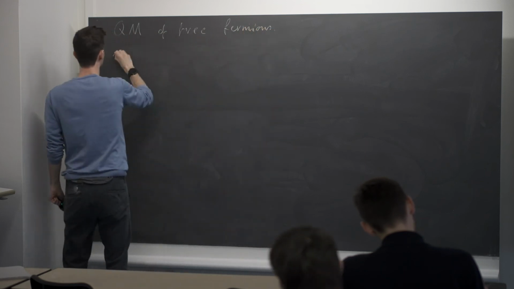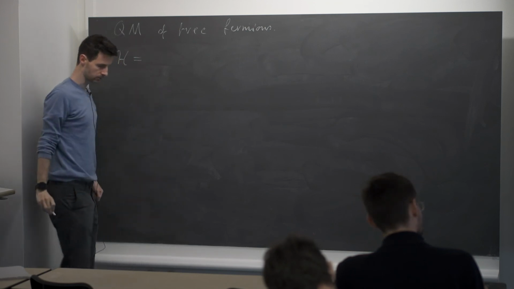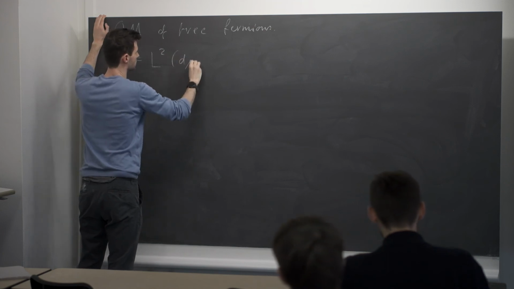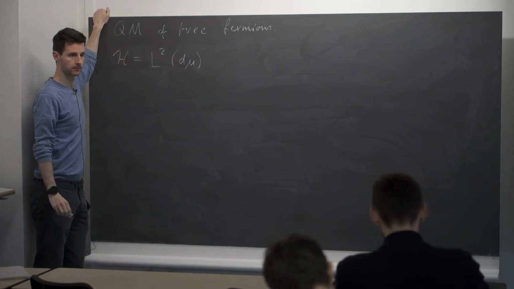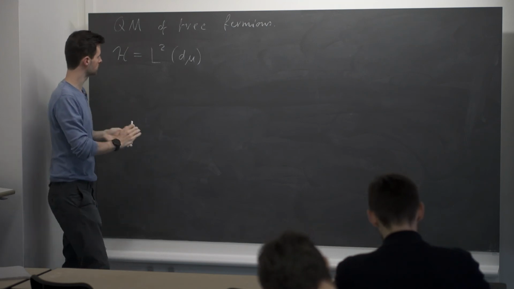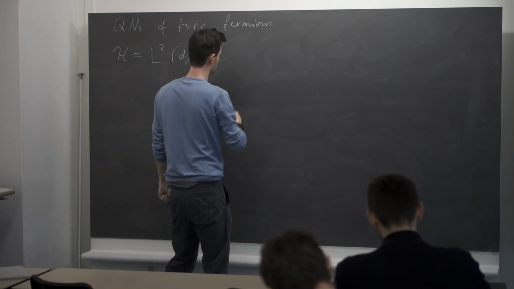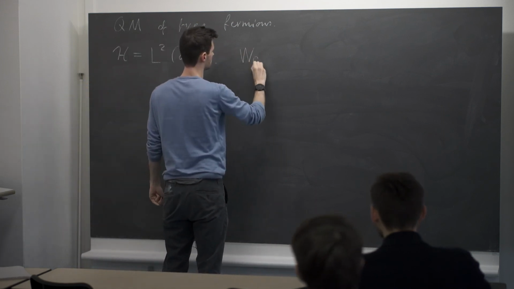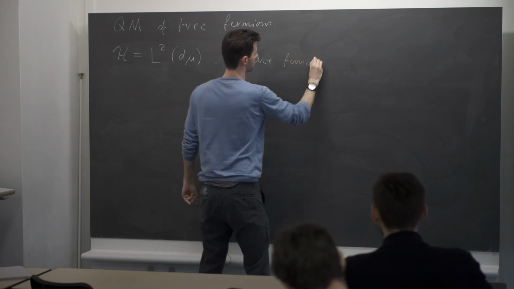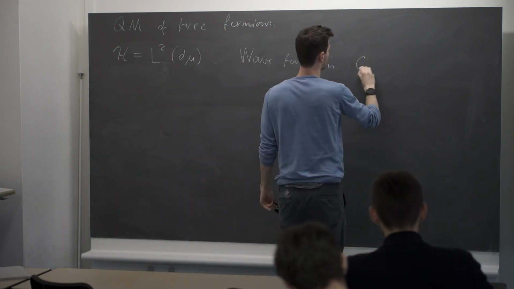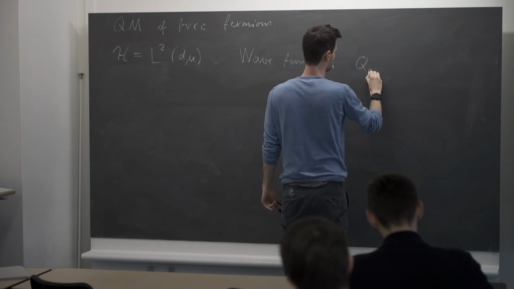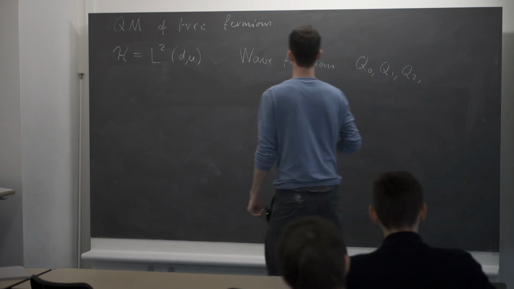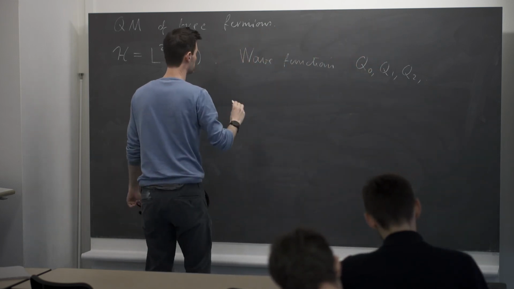So we take the Hilbert space. Now you know very well how quantum mechanics is formulated. You take the Hilbert space of your space d mu. Quantum mechanics is formulated on the Hilbert space, and you will choose orthogonal wave functions, Q0, Q1, Q2. And so this is an orthonormal basis.